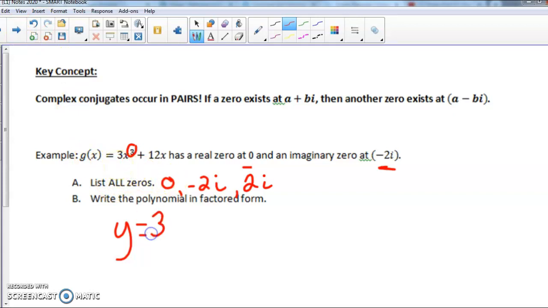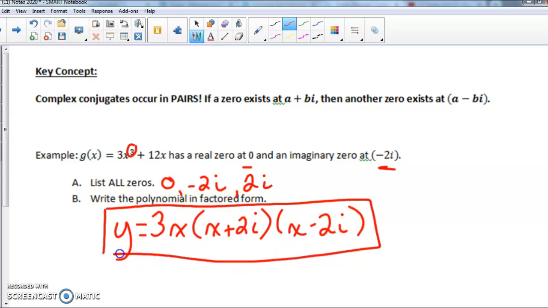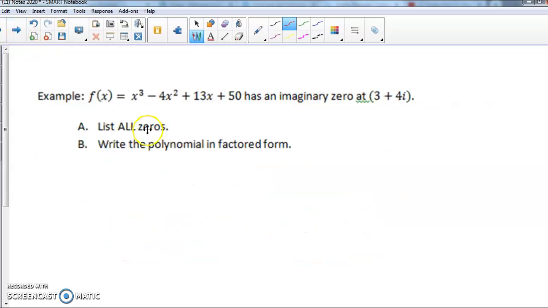So I know, because I have this polynomial in expanded form already, the lead coefficient is 3, so I can use that. If there is a 0 at 0, its factor is just x. If there is a 0 at negative 2i, its factor is x plus 2i. And if there is a 0 at positive 2i, its factor is x minus 2i. And because it said to leave this in factored form, I'm done. And just like I told you on the front, if you wanted to check this, we could put this equation into our calculator. We should see it cross the x-axis at 0 and then no other times because the other 2 solutions are imaginary.